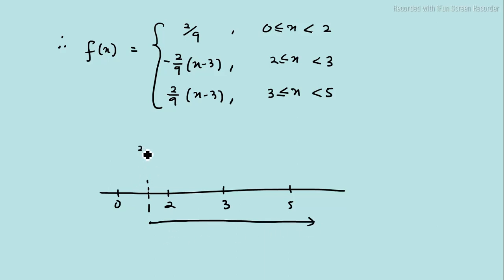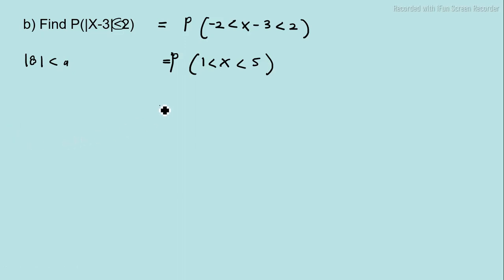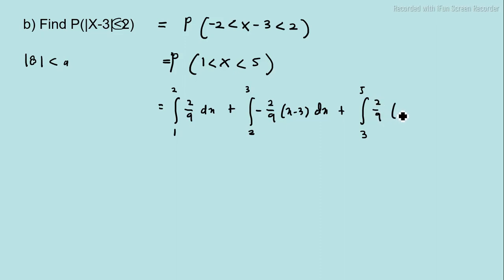So, kat sini fungsi kamu adalah 2/9. Kat sini negatif 2/9, x tolak 3. Kat sini positif 2/9, x tolak 3. So, ini adalah fungsi yang kita kena integrate lah. Okay. So, it is equals to integrate from 1 to 2, your function is 2/9 dx. Plus, from 2 to 3, your function is negative 2/9 x minus 3 dx. Plus, integrate from 3 to 5, your function is 2/9 x minus 3 dx.